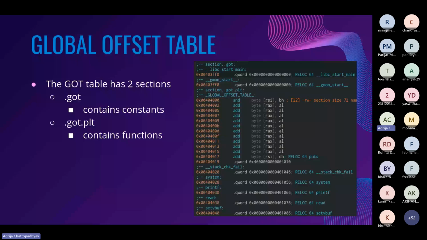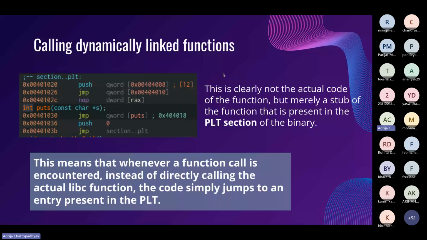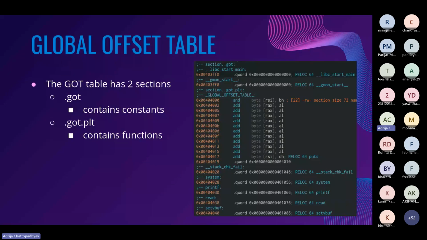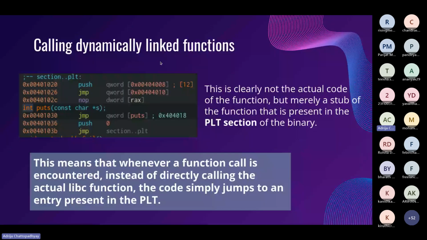Okay, so here we see that this is the global offset table. This is the PLT section, section .plt. We'll just go through each slide slowly. This is clearly not the actual code of the function, but merely a stub of the function that is present at the PLT section of the binary.